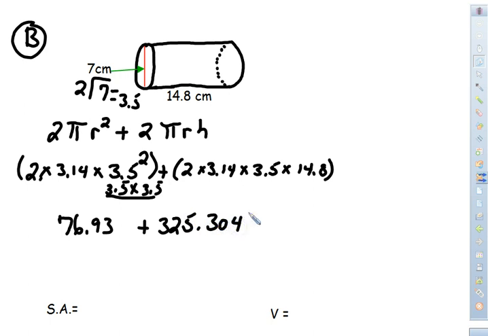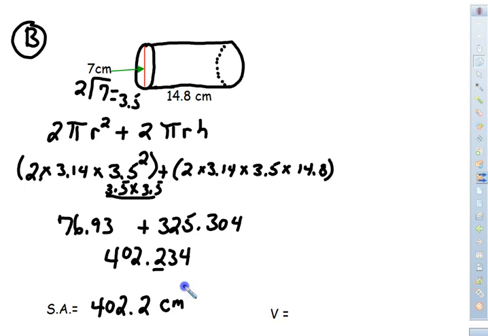325.304. Now you don't want to do any rounding until the very end, so you have to leave your numbers there. You're going to add that now to 76 and 93 hundredths, and when you do that, now you can get your final answer, 402.234, and we are rounding to the nearest tenths. So now you can round. Never round until the very, very end, and it is centimeters and it is squared. So square centimeters because we are dealing with area.